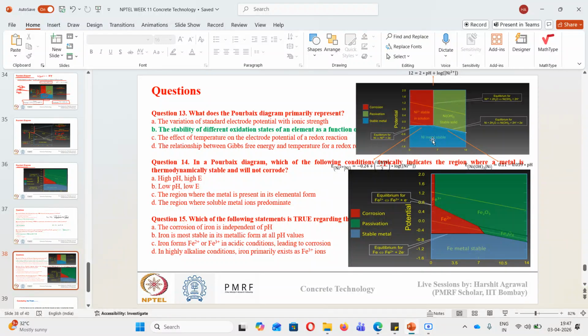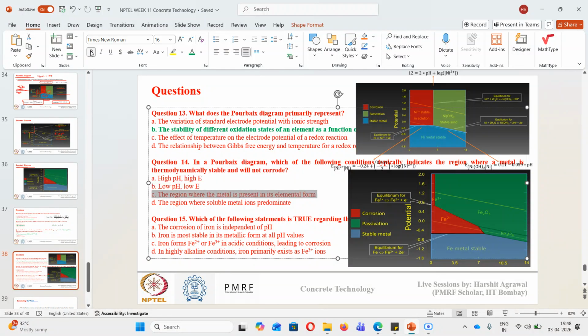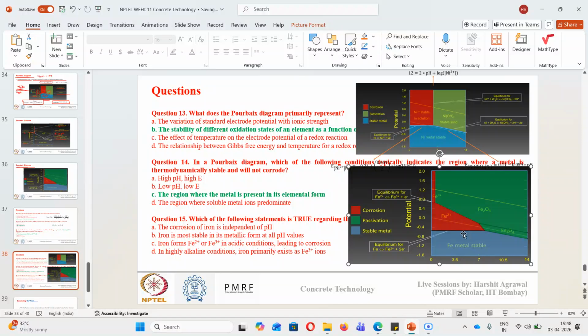Okay, so the region where the metal is in its elemental form, like iron is present in the form of Fe, or nickel is present in the Ni state and not Ni2 plus, or in any hydroxide state, that is the region where the metal is thermodynamically stable and it won't corrode. So in its stable metal state we say that a material won't corrode, and this thermodynamically stable state we have seen in earlier discussion also.